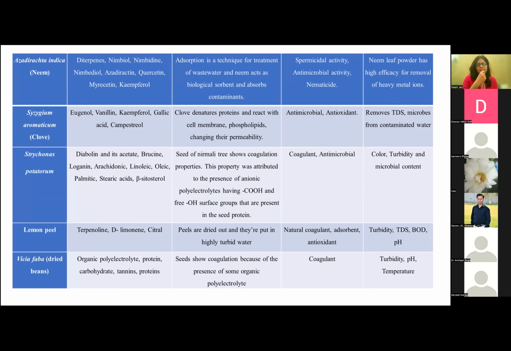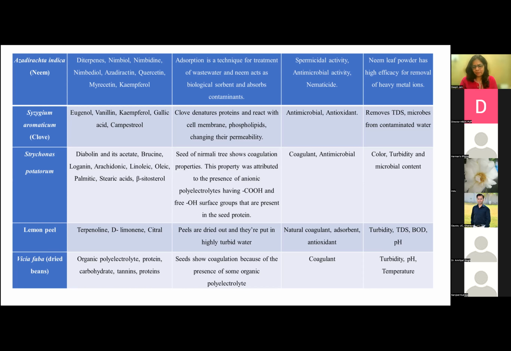Again, the clove, which contains eugenol as the main constituent, has antimicrobial property only. So it is again acting in the same fashion. Lemon peel, which is again commonly used, contains D-limonene, citral, and terpenoline. It has action against turbidity also, a settling down effect, along with the antimicrobial effect. Both the properties it has.